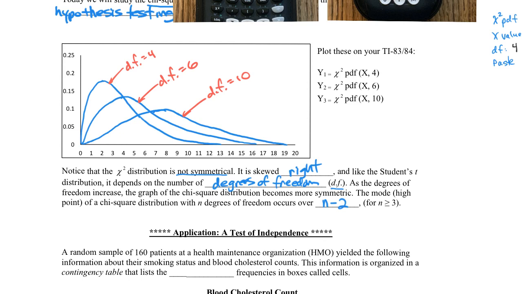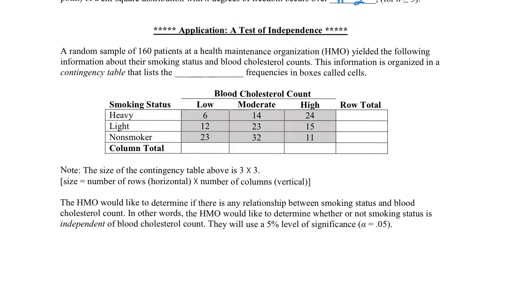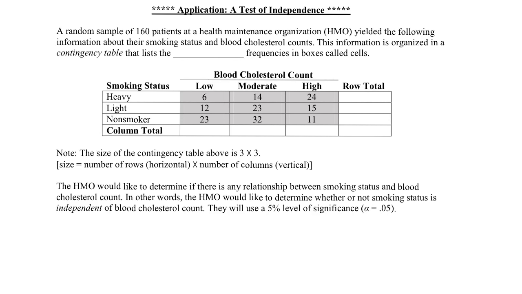So here's our application. We're going to do a test of independence, and it is the independence that we've always been working with, right? Coin flips are independent of one another if the one event doesn't have any bearing on the probability of the other event. So it's the same kind of independence that we've been talking about before.